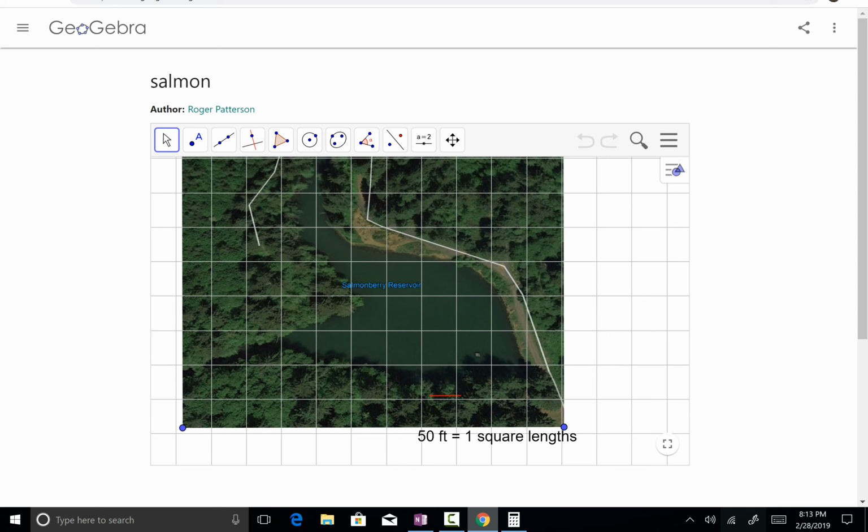And you might remember that day when we talked about it, I said, area is square units. And here's why, because we have squares right here. So we're going to use these squares to find the area of Salmonberry. Here's what I want you to do. I want you to count all the whole squares inside Salmonberry Reservoir. So go ahead right now, pause the video, count all the whole squares. What do I mean? Anytime you have a square that's completely inside the reservoir, count it.